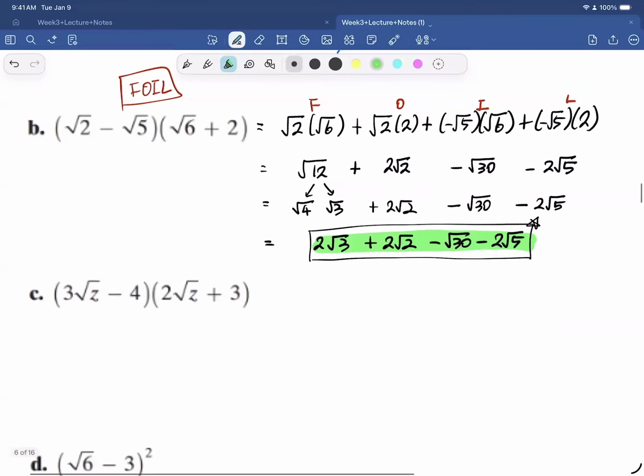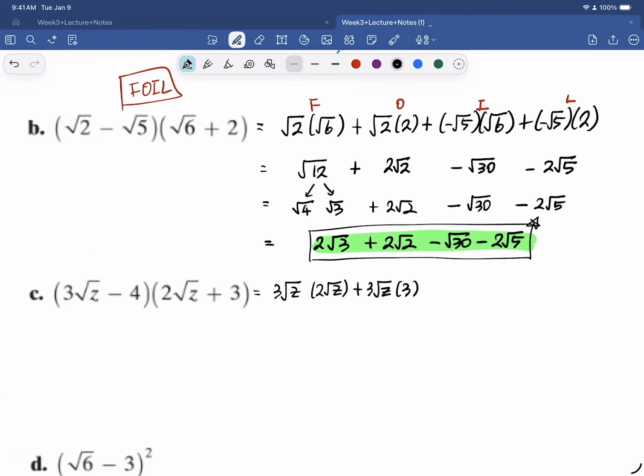Same as the letter C, FOIL. So 3 square root of Z times 2 square root of Z, and then plus 3 square root of Z times 3, and then negative 4 times 2 square root of Z, and then negative 4 times positive 3. So this one is 6 square root of Z squared. Z times Z is Z squared. And then 9 square root of Z minus 8 square root of Z minus 12.